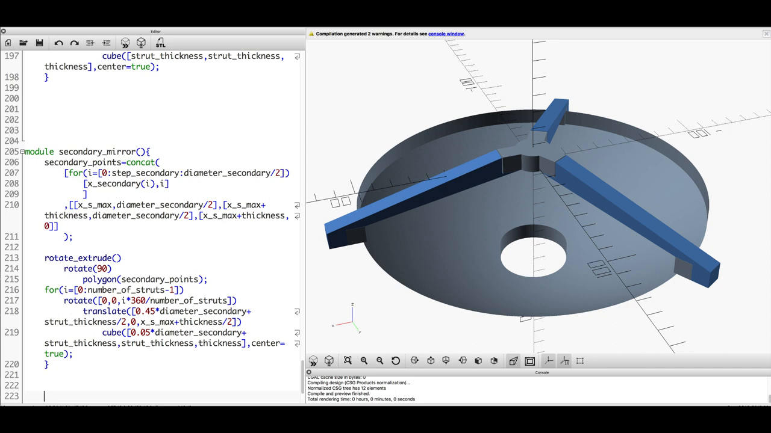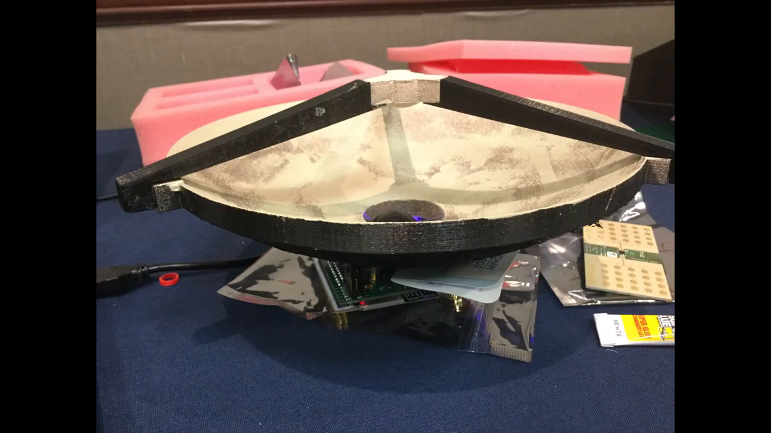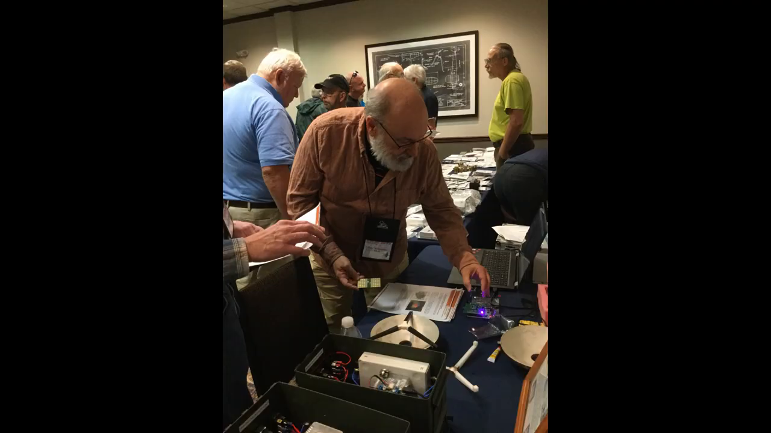The antenna parts were designed in OpenSCAD. The 3D model was specified. The parts were printed. The resulting pieces were metallized with MG Chemicals conductive paint, and then the parts combined into their final form. The assemblies were taken to Microwave Update 2018 and set up in the demonstration room. Here's what happened next.